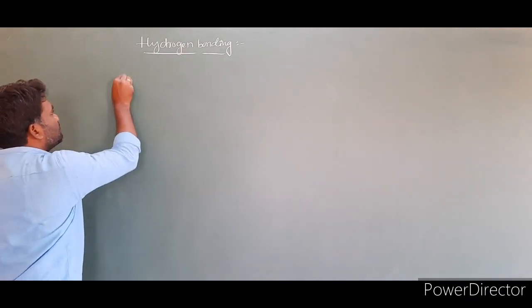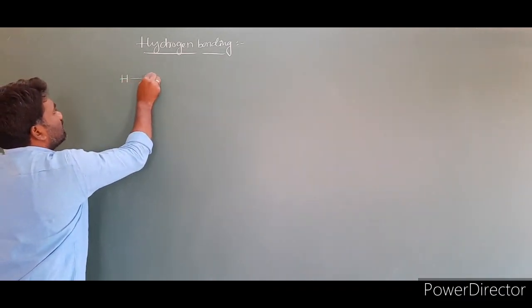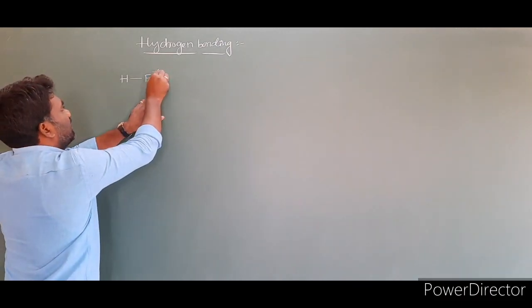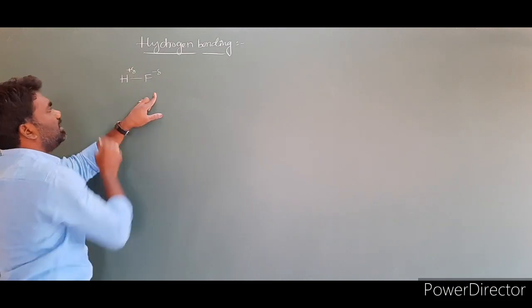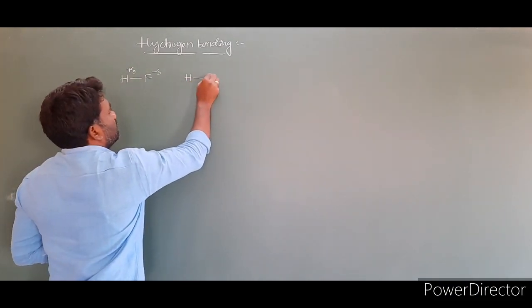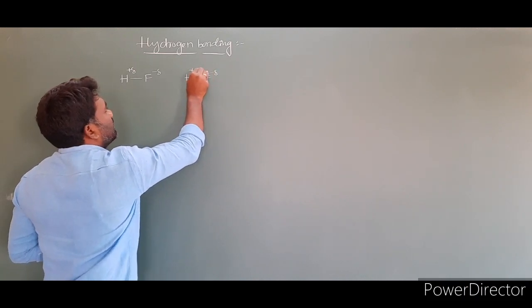I am taking the HF molecule. Here fluorine is the more electronegative atom, so the fluorine will get a partial negative charge, and hydrogen will get a partial positive charge. I am taking another molecule, HF. So this is partially negative, hydrogen is partially positive.